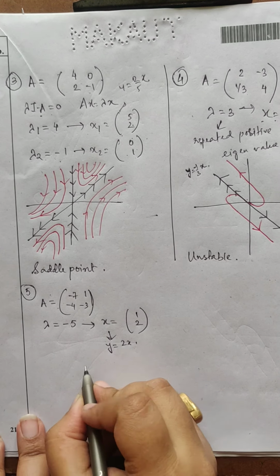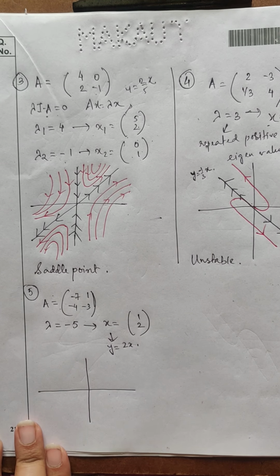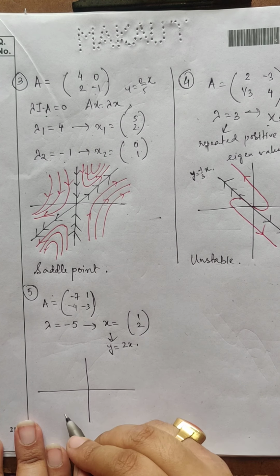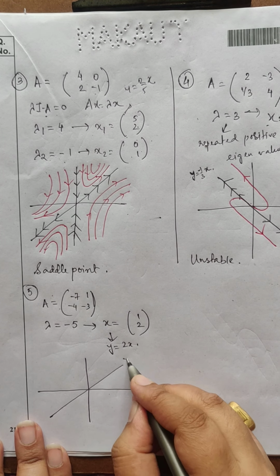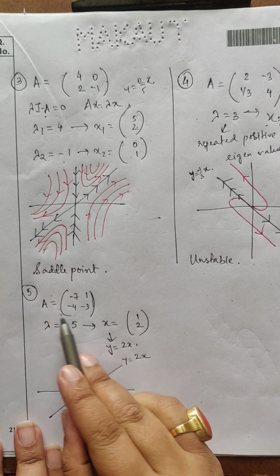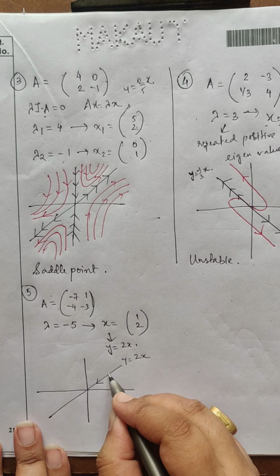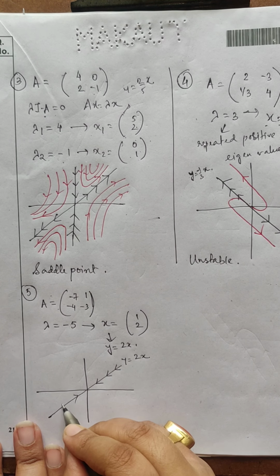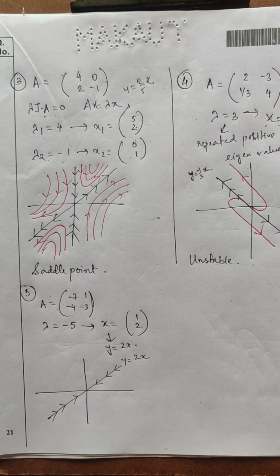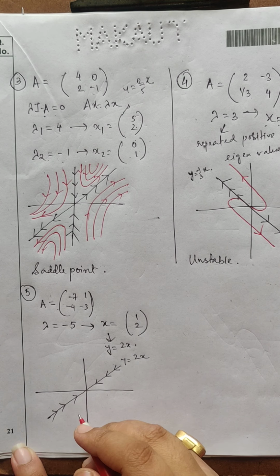So what happens? Again, what do I get? I draw again a phase plane. I have y equal to 2x, so this is my equation. Since I am having a negative, which means an exponentially decaying curve, I will have an arrow towards the origin. So same thing, when this is completed, we have to draw the phase portrait.